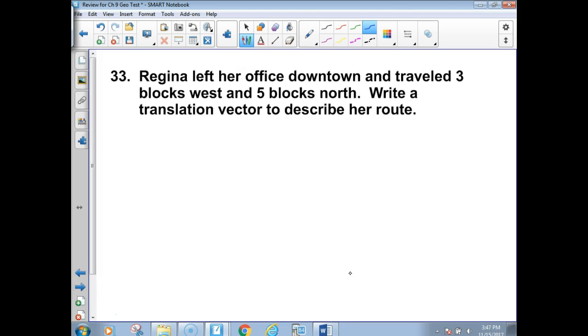33. Regina left her office downtown and traveled 3 blocks west, which would be going to the left, and 5 blocks north, which would then be going up. Write a translation vector to describe her route.